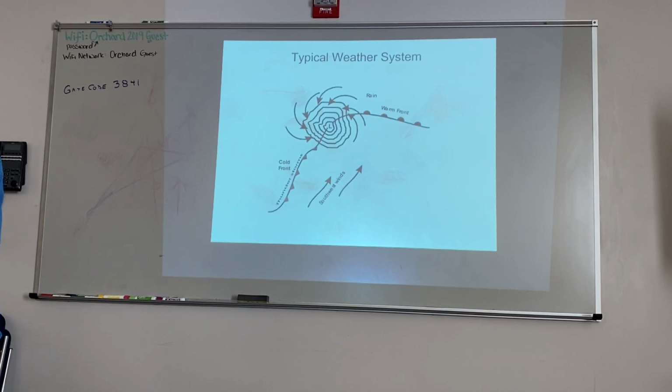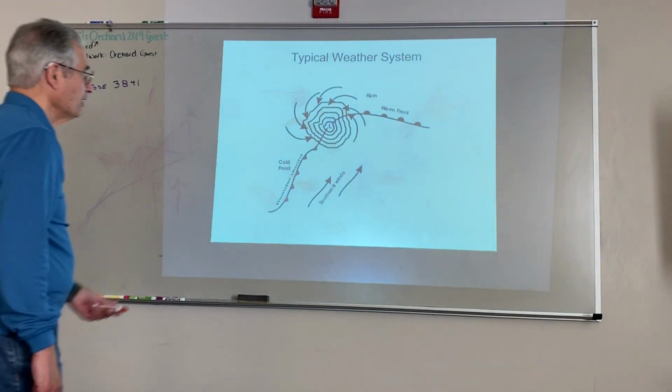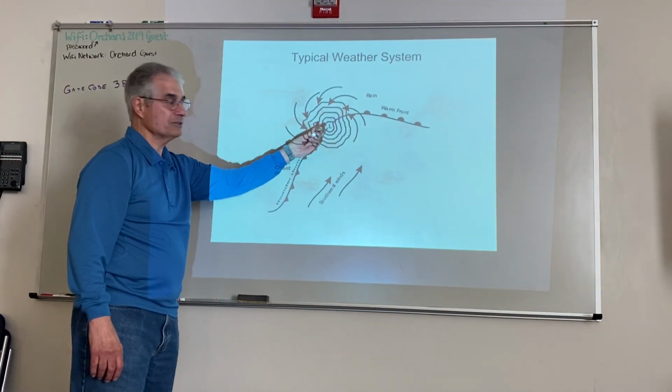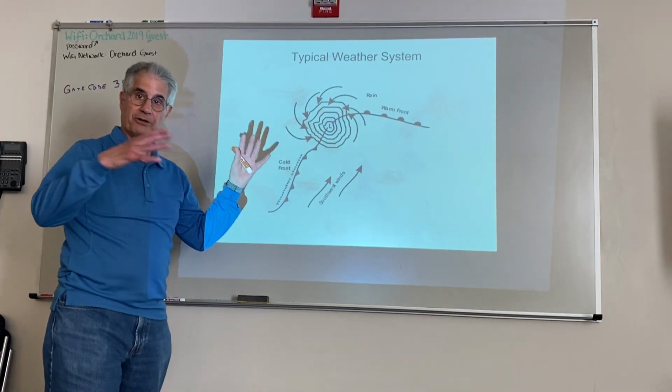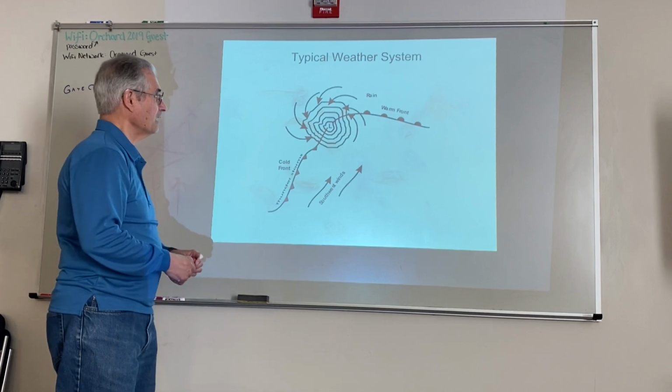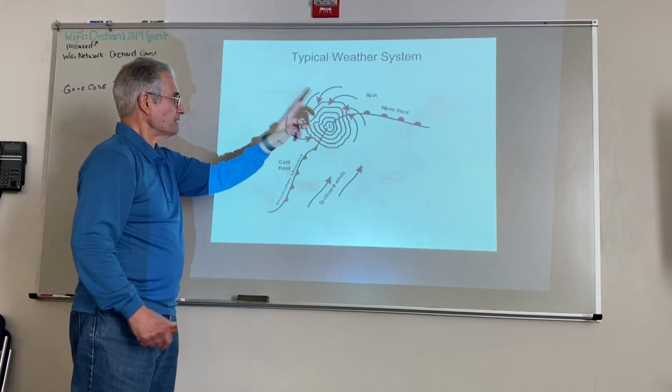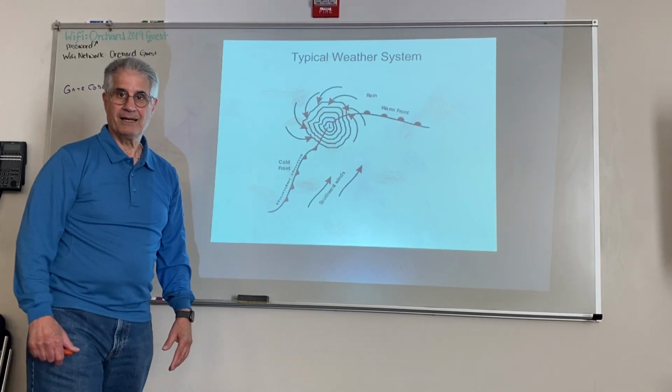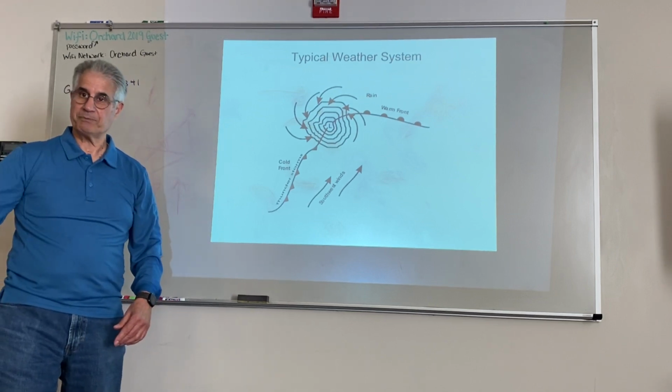Can you explain this? You've got a weather system here. You've got a low pressure system. In the northern hemisphere, a low pressure system spins counterclockwise. In the southern hemisphere, it spins the other direction.